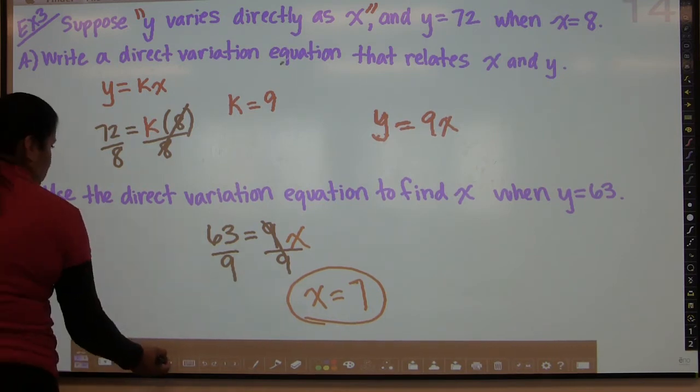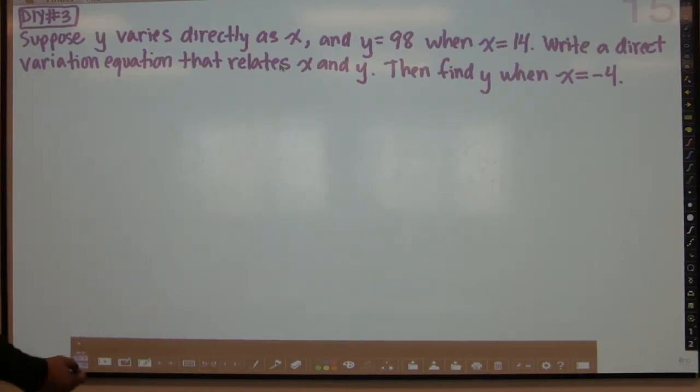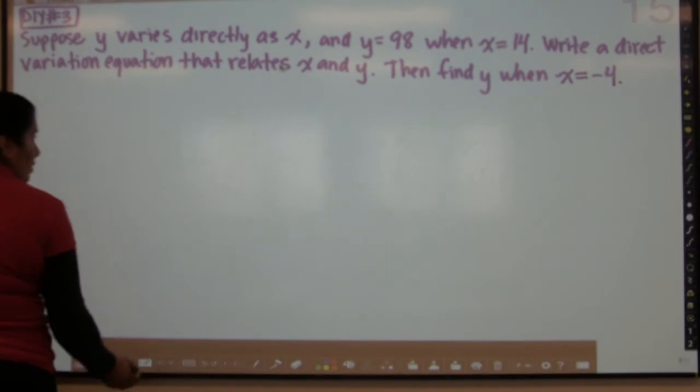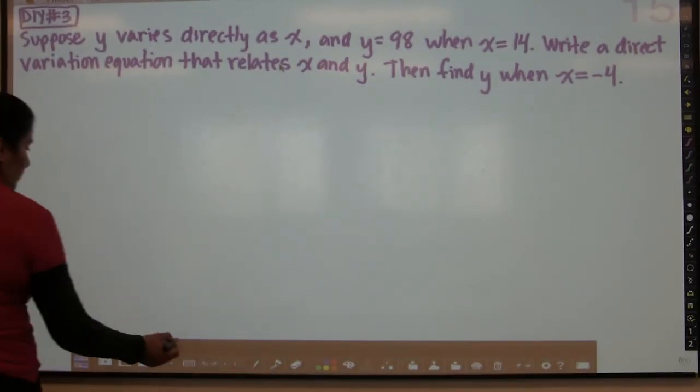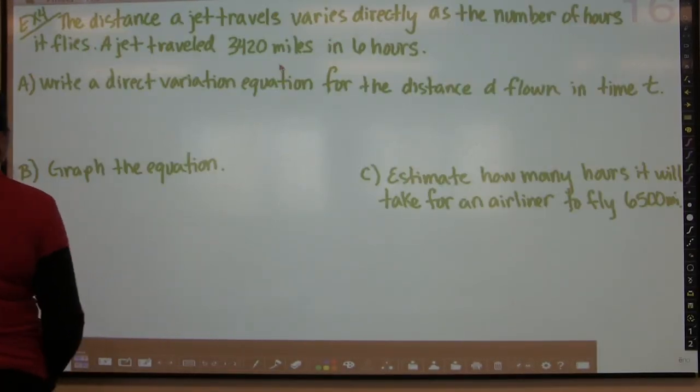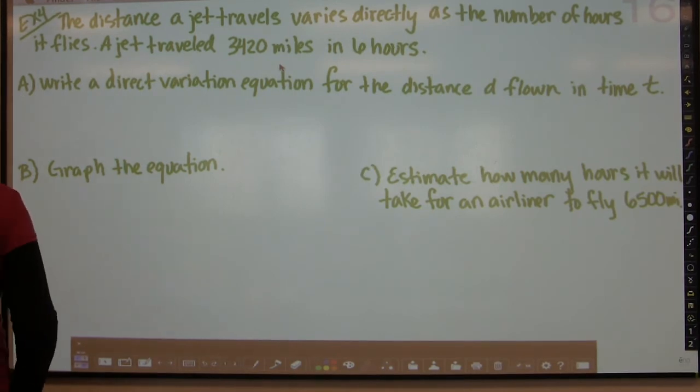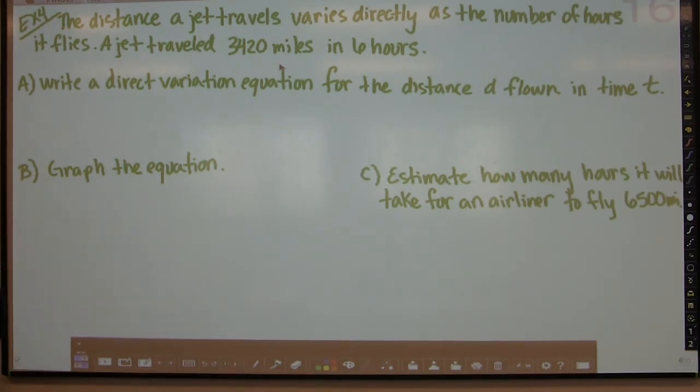So we're going to let you try this little guy right here. Very similar question. And then we're going to do our last example. Let's change that page. Our last example here, which is example 4, and that is to estimate using direct variation.